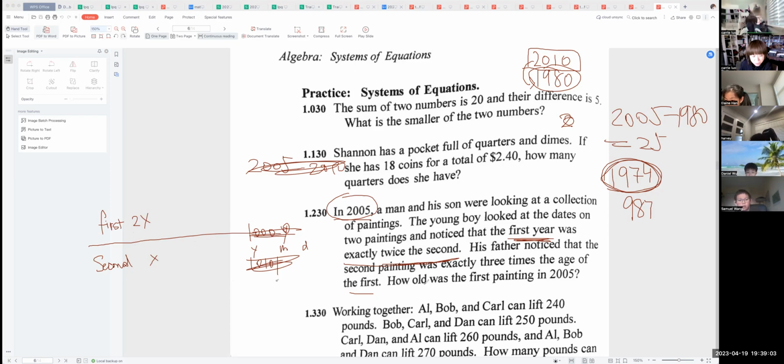3 times the age of the first one, so it's 2005 minus X equals 3 times (2005 minus 2X). Get it? This is the age of the second one, and that is the age of the first one. But the second one is exactly 3 times the first one. So 2005 minus X equals 3 times (2005 minus 2X). Correct, everybody? So all we need to do is just solve the simple equation.